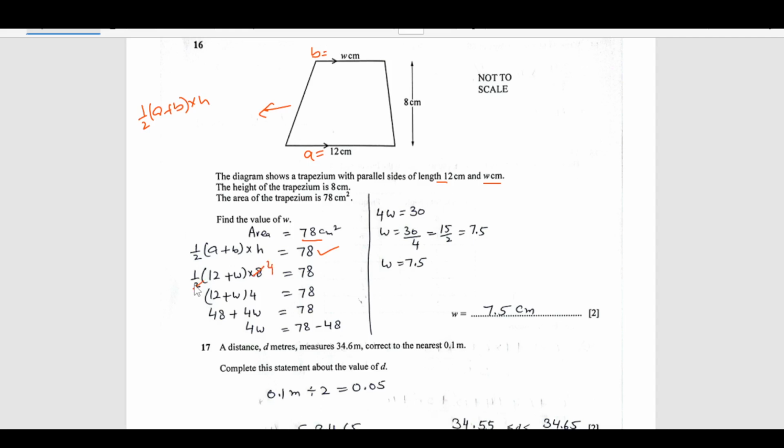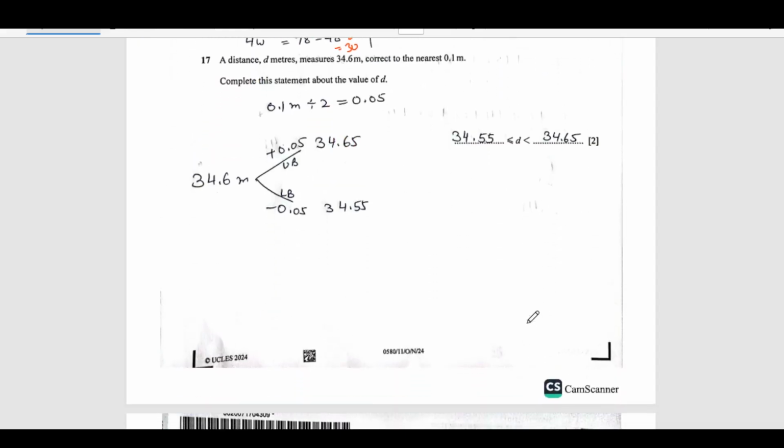then this 2 is cancelled with the 8 and it is 4. Now, you expand the bracket: 48 plus 4W equals 78. 78 minus 48 is 30, right. So, 4W is equal to 30 and W comes out to be 7.5 centimeters, right. Simple question. Direct formula was used here.